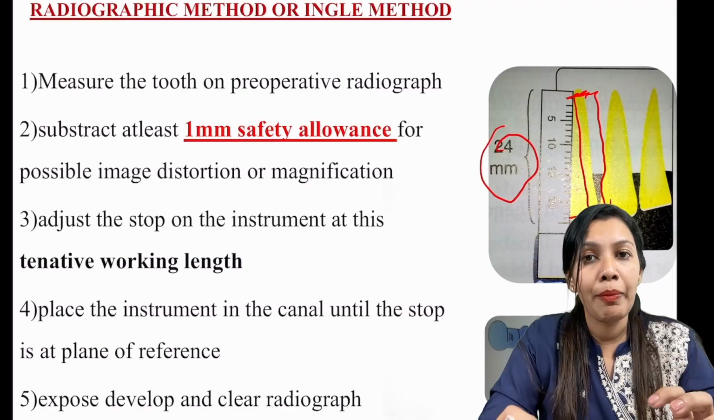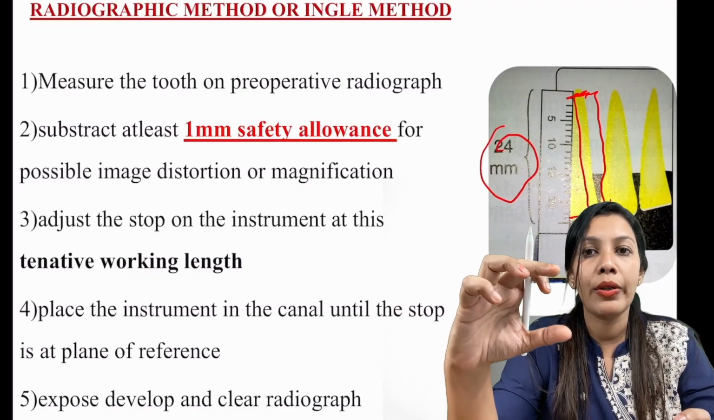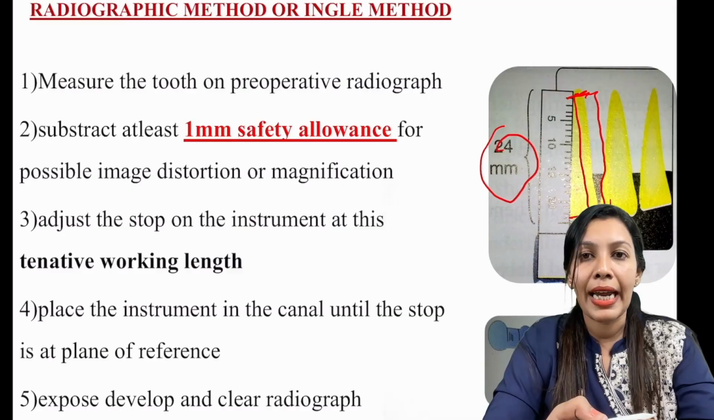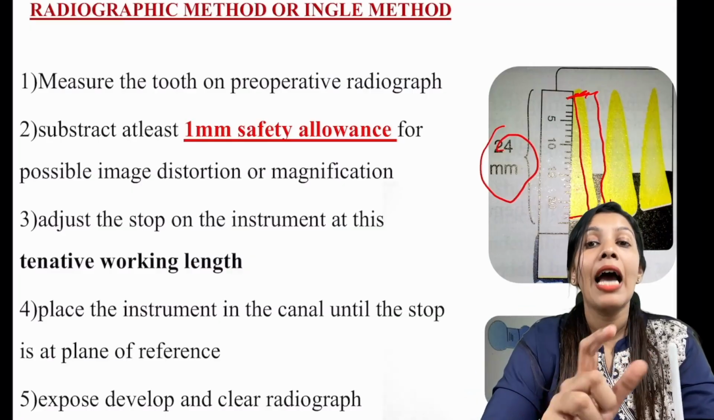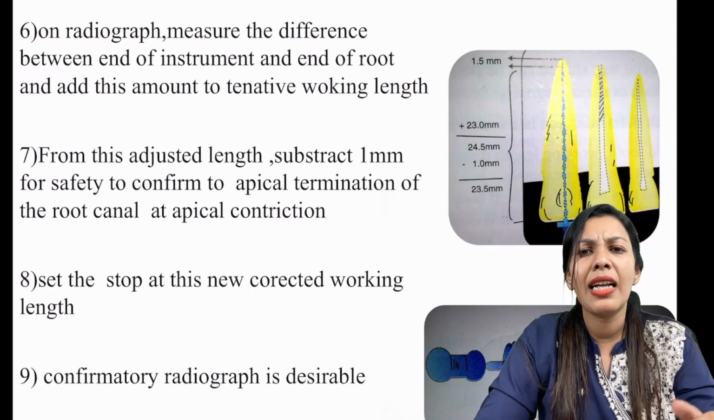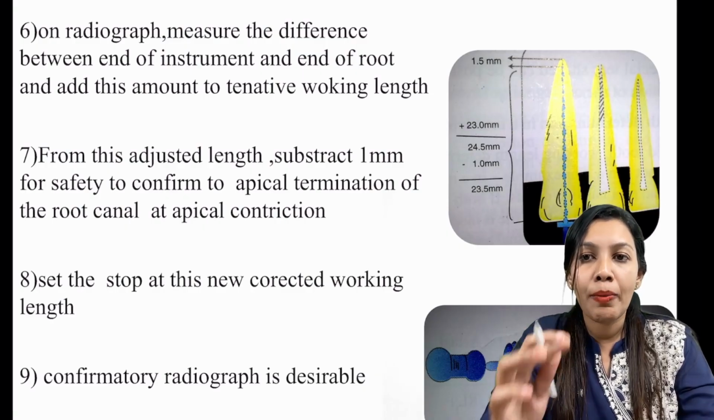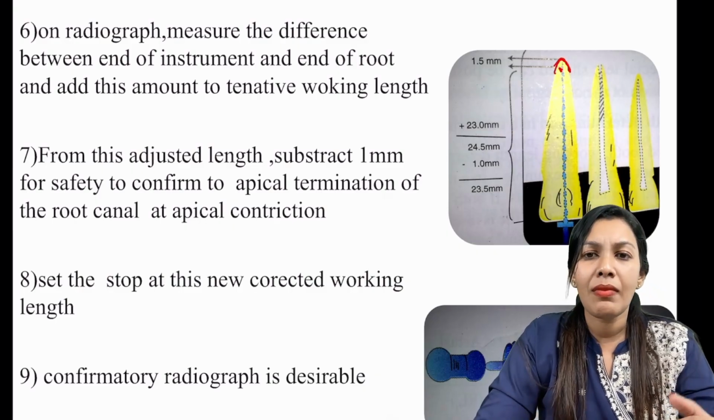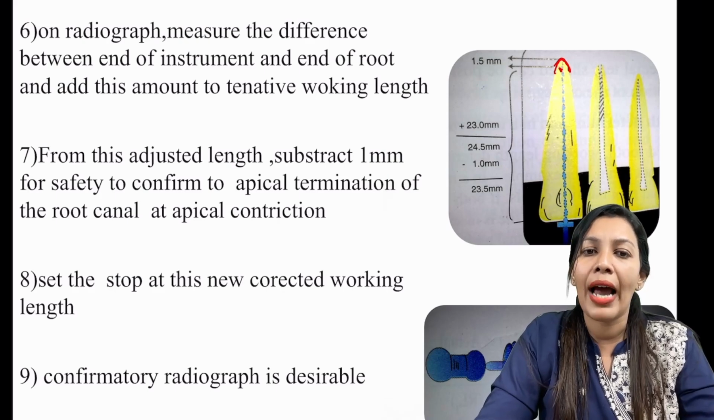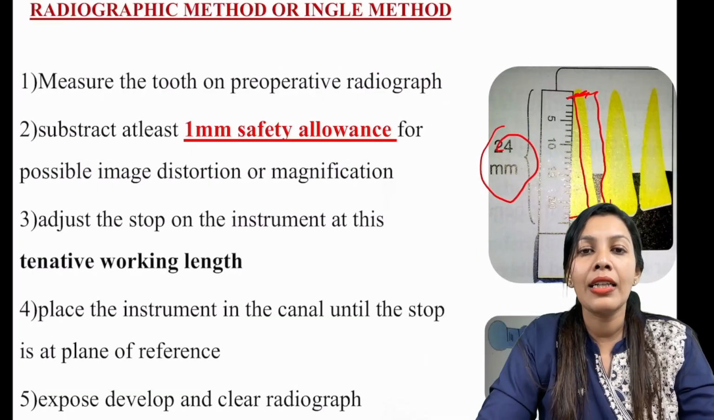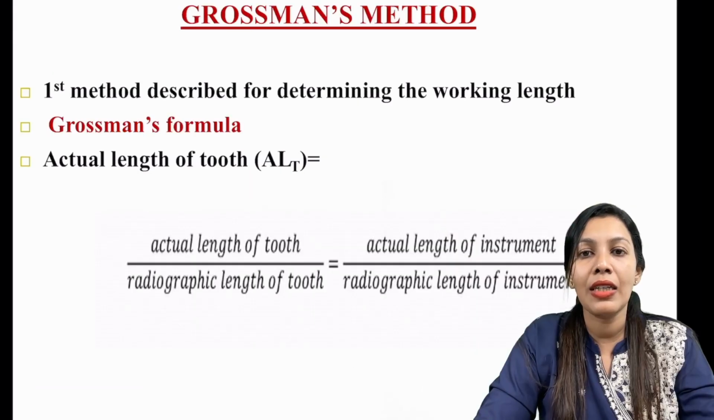As I said, we will first calculate from the preoperative radiograph. We reduce 1 mm, called the tentative working length, and transfer that to the file, put it into the root canal, and take the radiograph. Once we take the radiograph, check whether there is any difference between the instrument end and the radiographic apex. If there is any change, add or subtract accordingly. Then the confirmatory radiograph has to be taken. So here the term safety allowance comes, that is 1 mm, which is to prevent distortion as well as magnification.